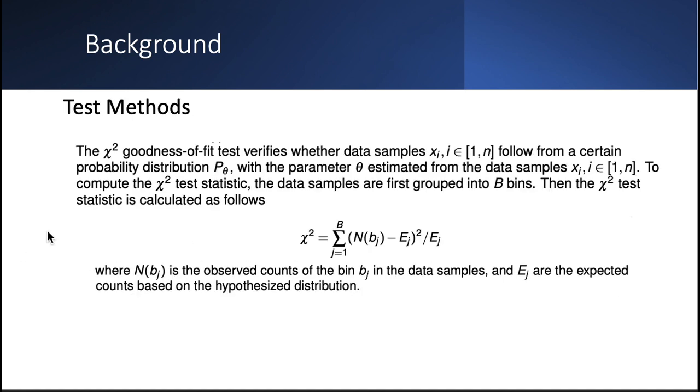For testing, we used the chi-square goodness of fit test to verify whether the data samples x_i follow a certain probability distribution with the parameter theta. To compute the chi-square test, the data samples are first grouped in B bands, and the chi-square is formed as follows, where N_i is the observed counts in the data samples and E_i is the expected counts under the hypothesized distribution.